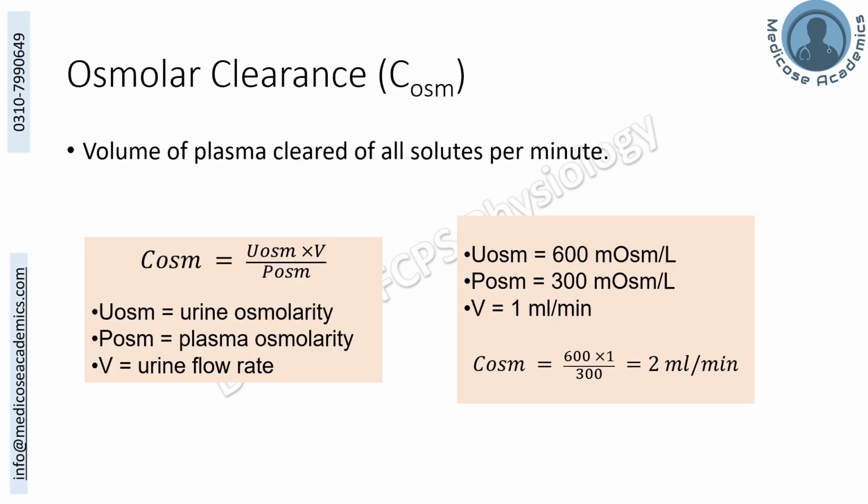This is a related concept. Osmolar clearance is volume of plasma cleared of all solutes per minute. If you know the concept of clearance, you know clearance is equal to concentration of the substance in the urine multiplied by urine flow rate divided by concentration of the substance in the plasma. So the same formula applies to the osmolar clearance as well. Urine osmolarity multiplied by urine flow rate divided by the plasma osmolarity.